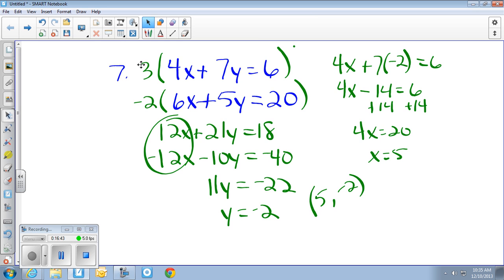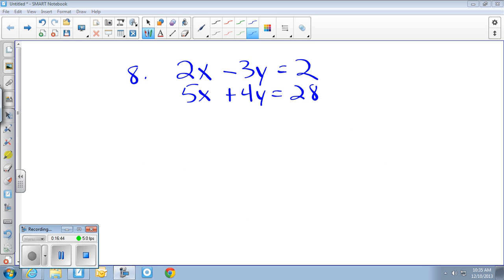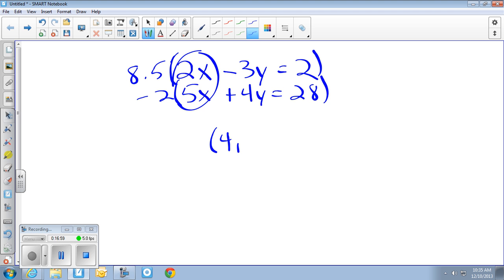Okay, last question. All right, for this last one, I'm not going to go through the whole thing. I will tell you that I multiplied the first one by 5, and the second one I multiplied by negative 2. So I could cancel out my x's, and I end up with a solution of 4, 2. So do that on your own, and see if you get that answer.